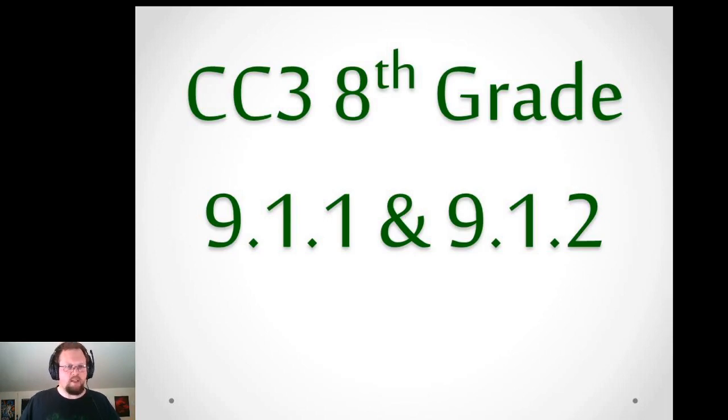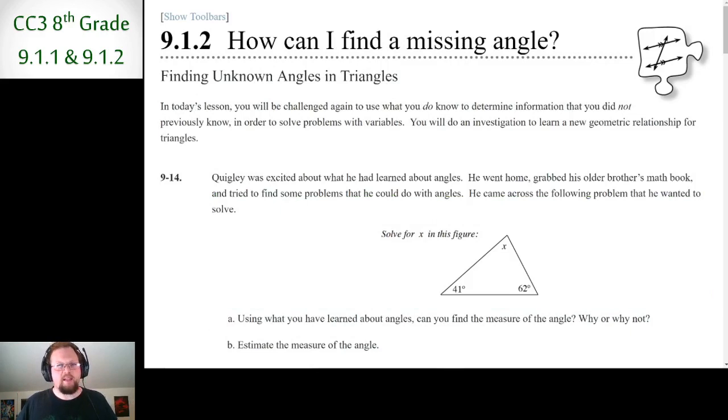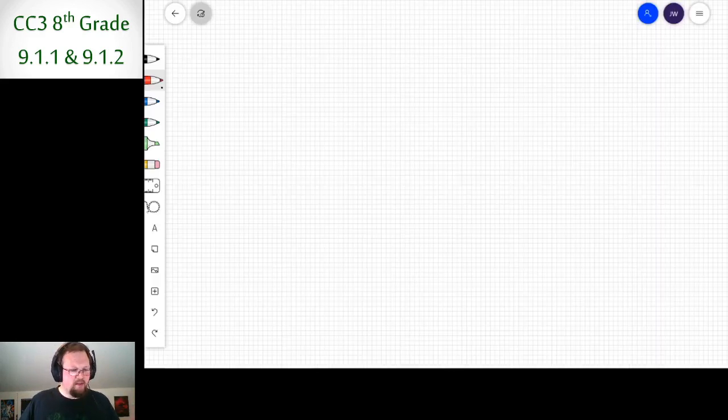So let's get started. This section, 911 and 912, are all talking about angles. Now, angles in this case are on parallel lines when they're being described here. And the second half of this, which is 912, is going to be talking about angles in triangles. And there's a few properties that come up and they show up a lot, but there's really only two things that happen in this setup.